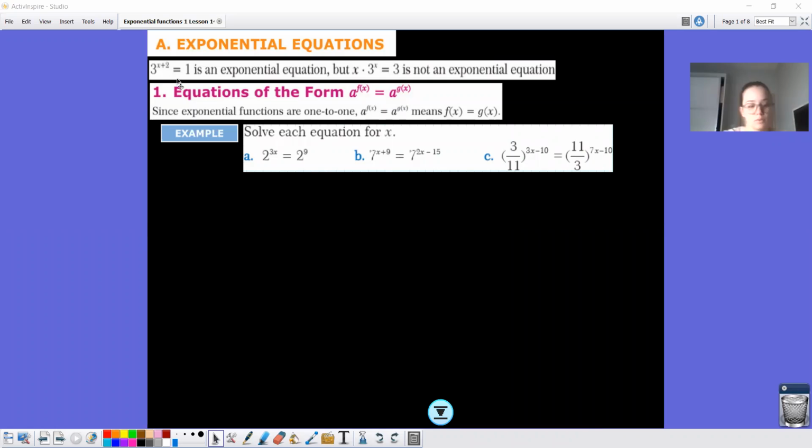Exponential equations. As you can see here, 3 to the power of x plus 2 is equal to 1 is an exponential equation. Exponential equations are the equations when the unknown, the variable, is on the exponent. In that case, it will be an exponential equation, okay? But x times 3 to the power of x is equal to 3 is not an exponential equation. Why? Because here you have the unknown multiplying the 3 to the power of x. So this one is not an exponential equation.